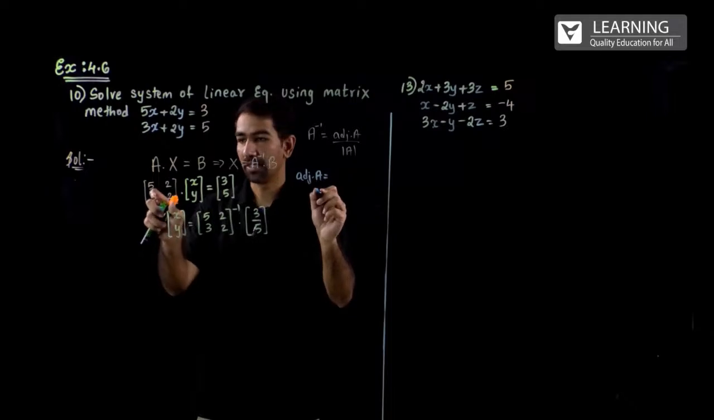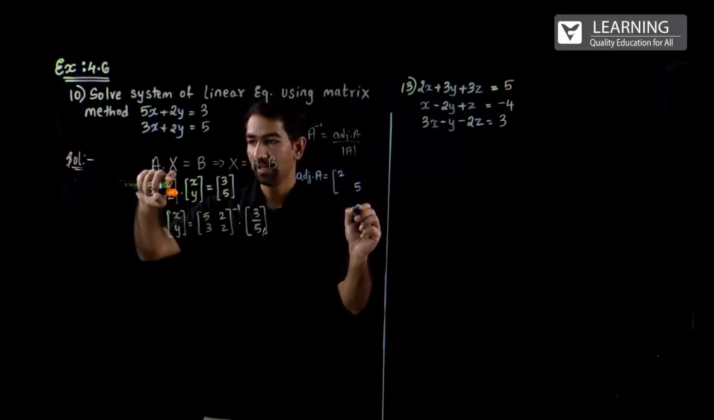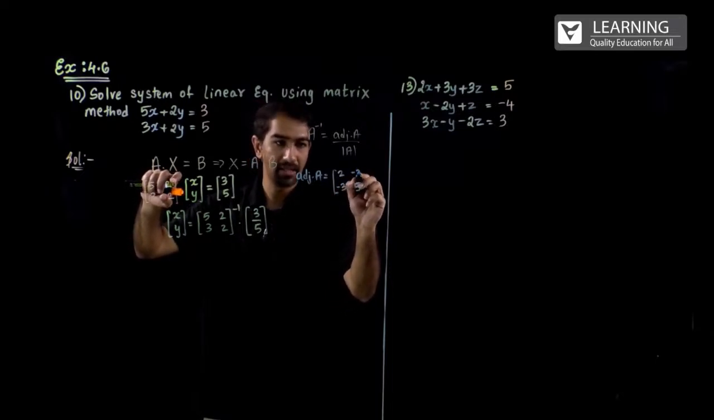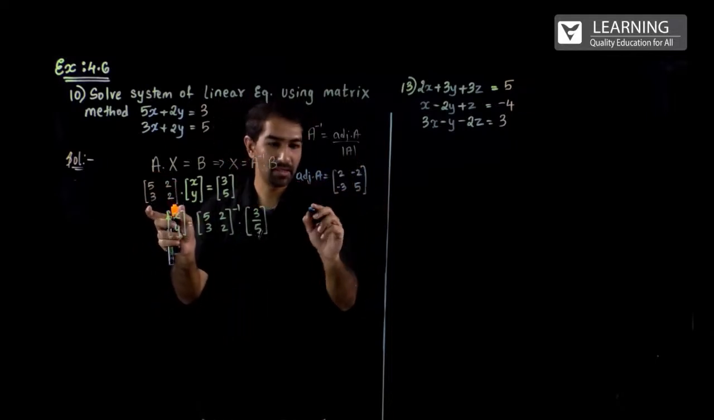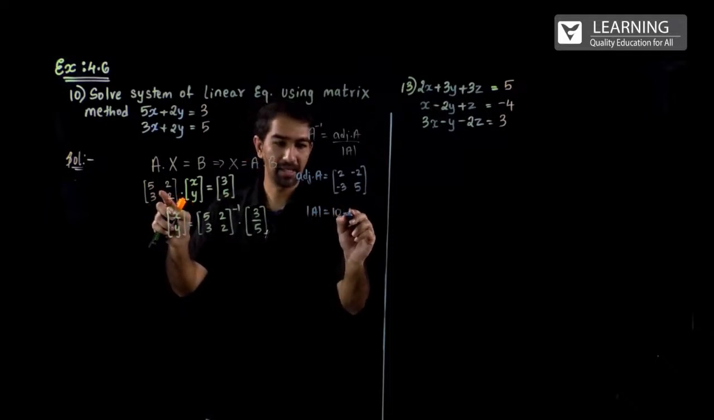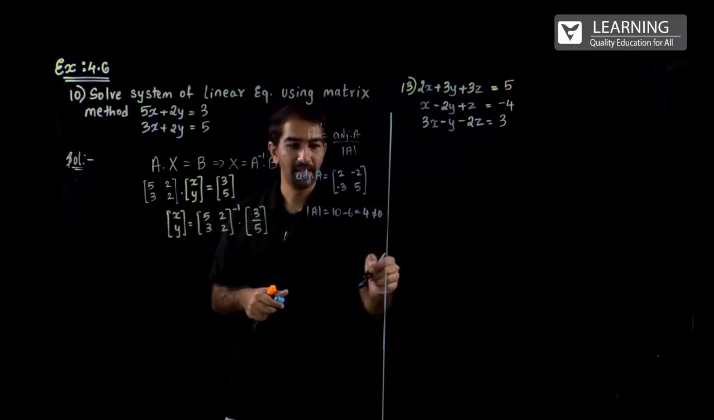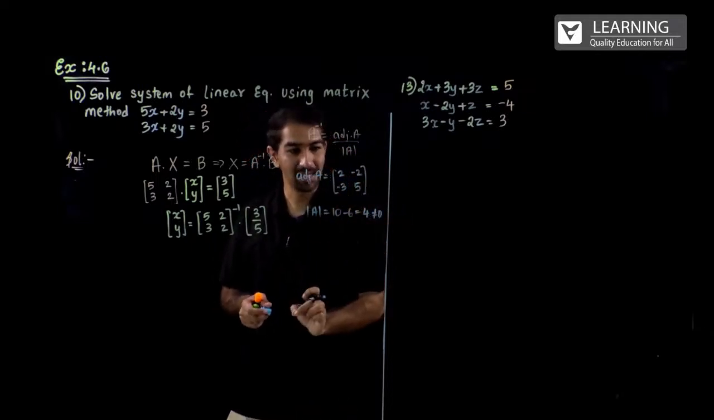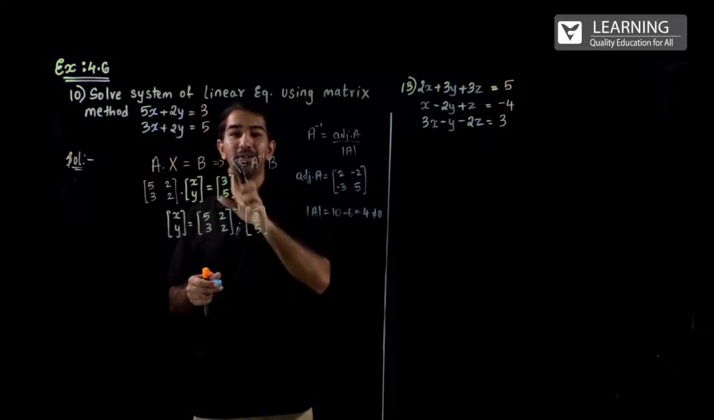Adjoint of A is obtained by interchanging the principal diagonal elements, that is 2 and 5, and changing the signs of the other diagonal, which become minus 3 and minus 2. So this is adjoint of A. What is determinant of A? Determinant of A is 10 minus 6, which is equal to 4, and this is not equal to 0. If this is not equal to 0, it means the inverse of A exists, and also the equations have a unique solution.